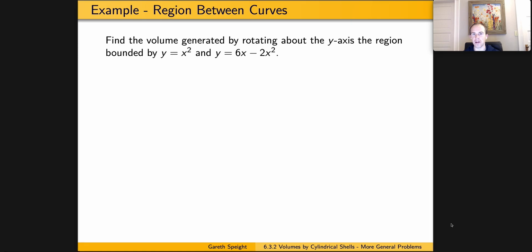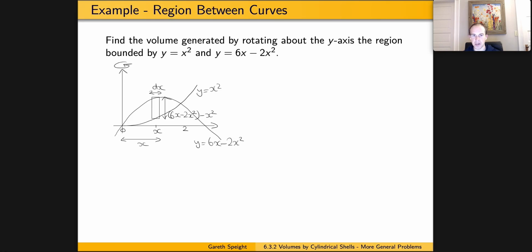Let's start off by looking at the region between curves. Before we looked at the region bounded by the axis and a curve, now let's look at the region between two curves. Find the volume generated by rotating about the y-axis the region bounded by y equals x squared and y equals 6x minus 2x squared. Let's first think about what that region looks like. We haven't been specified any x values, so this region is going to start and end when the curves intersect.